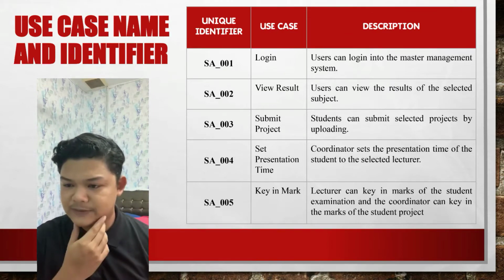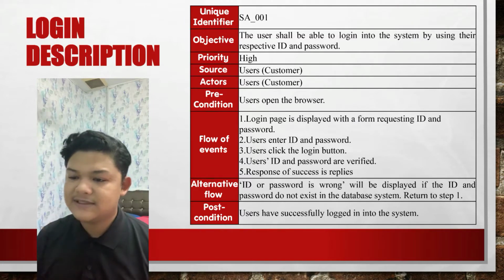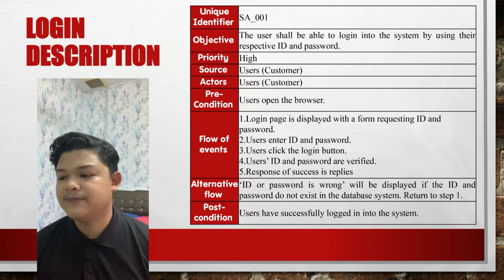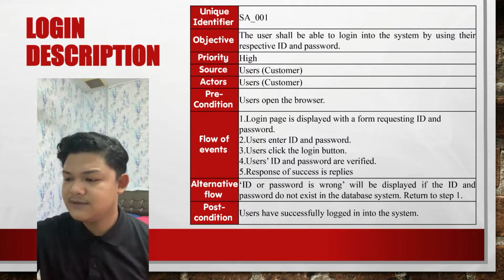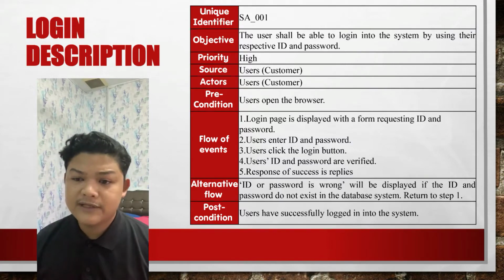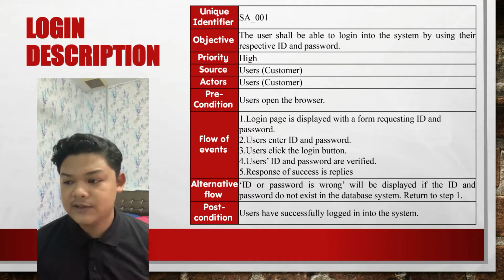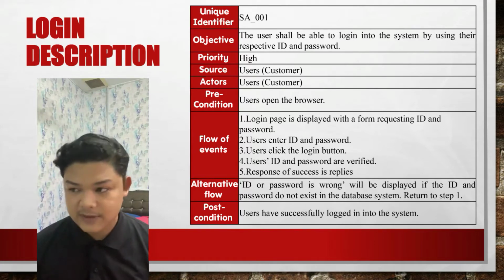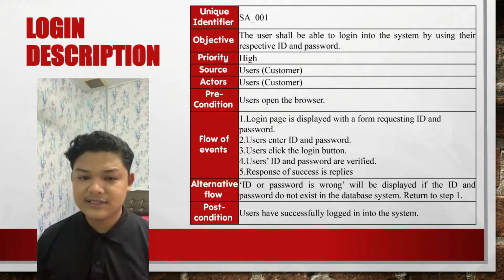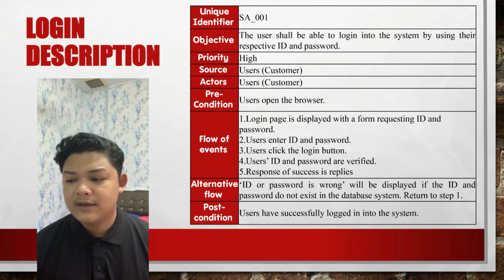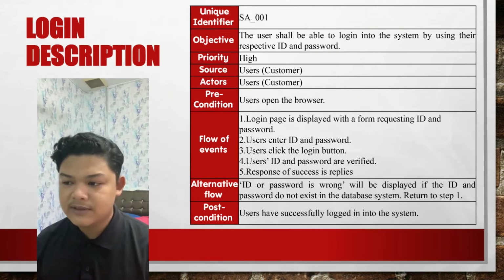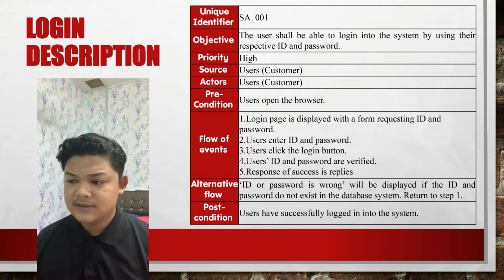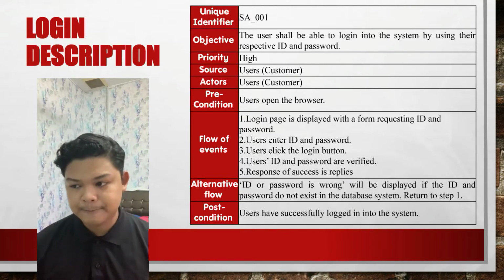Okay, next we'll go to the first use case description, which is login description. Okay, we already know unique identifier, and then we go to the objective of the login use case. For the login use case, the user shall be able to log in into the system by using their respective ID and password. Priority for this use case is high because it is very important for any users to enter the system with their own ID and password.